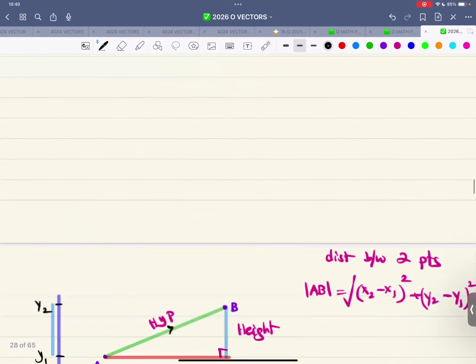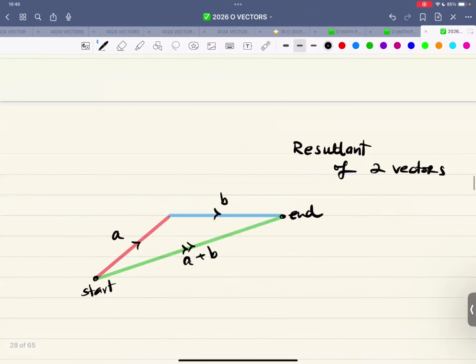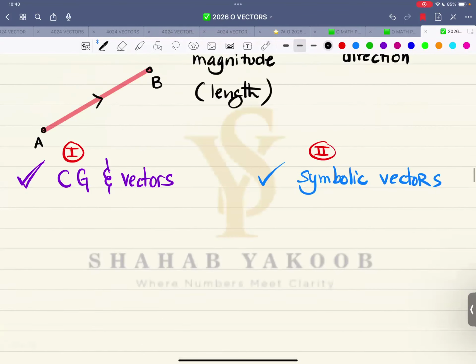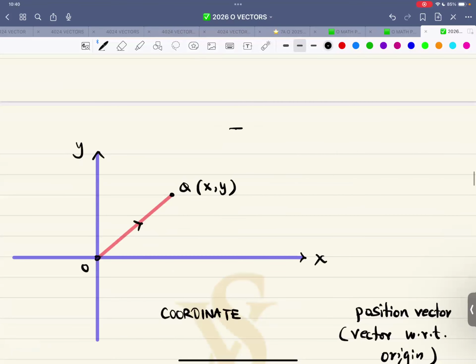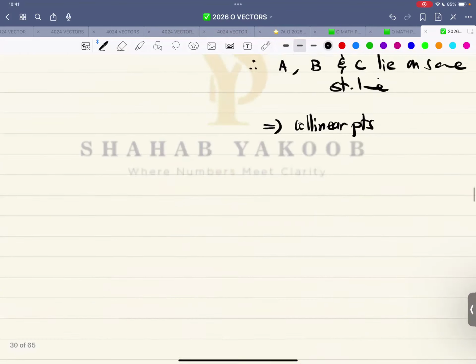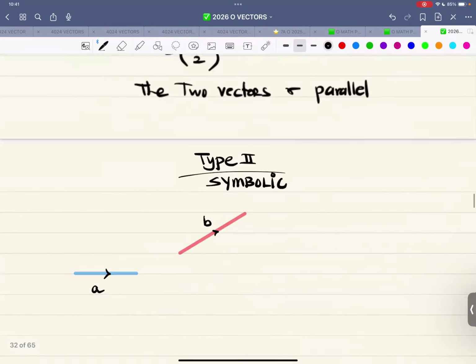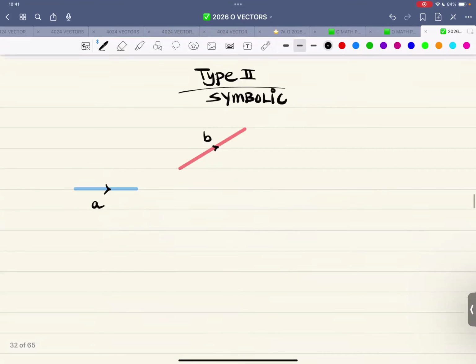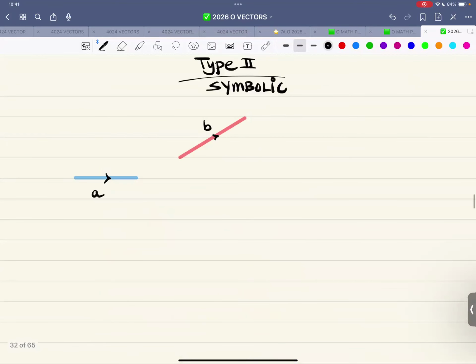And over here, this resultant was used in that. And this is type 1, that is the column vector. And this is related with coordinate geometry. So we get started with the idea of column vector. And now we are going to work with symbolic vectors.